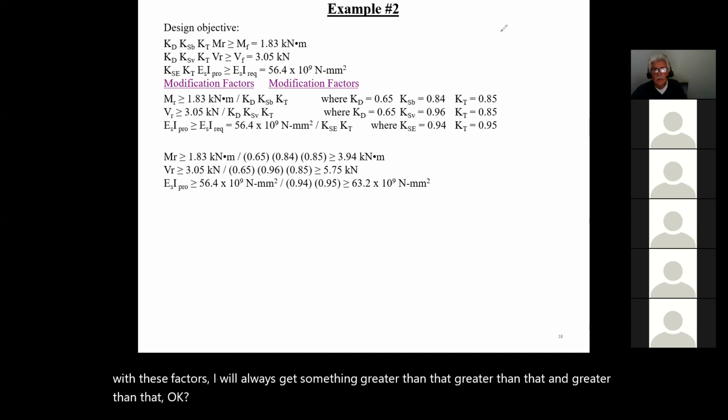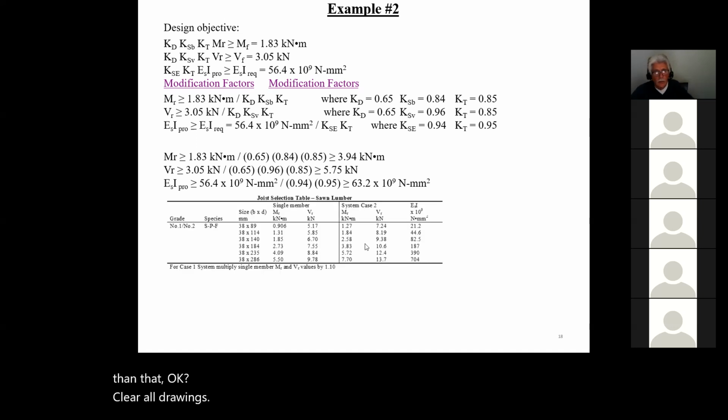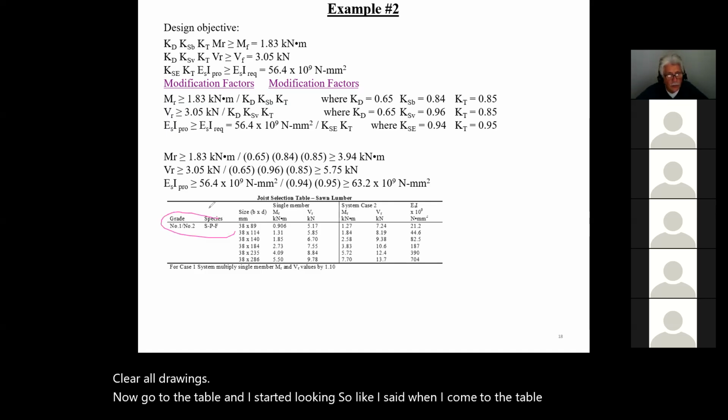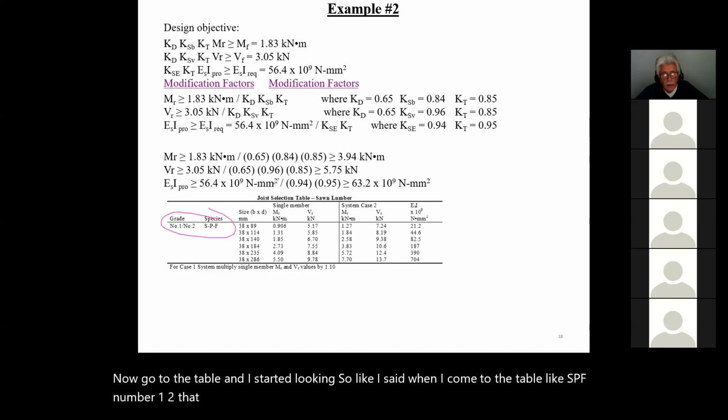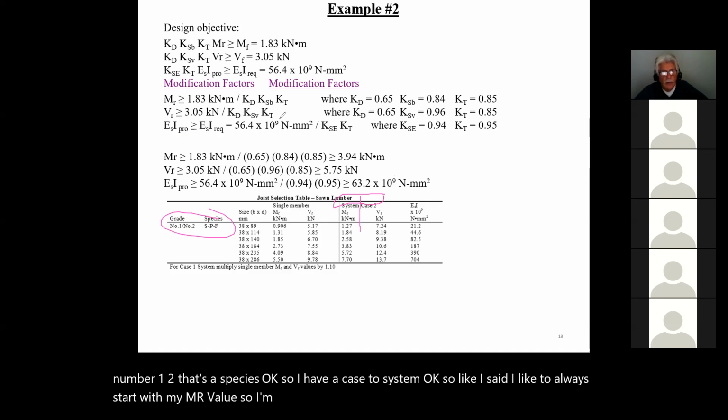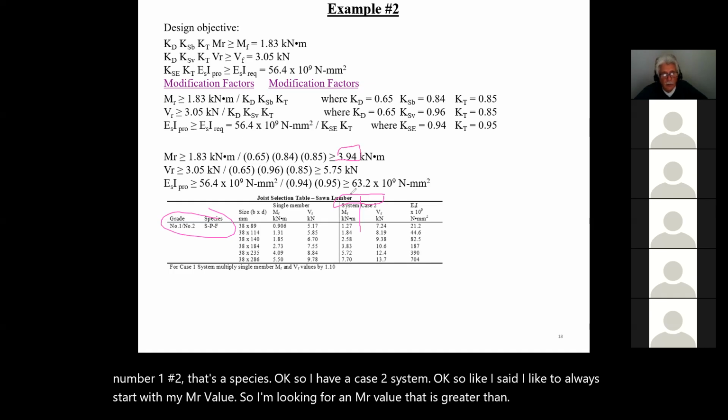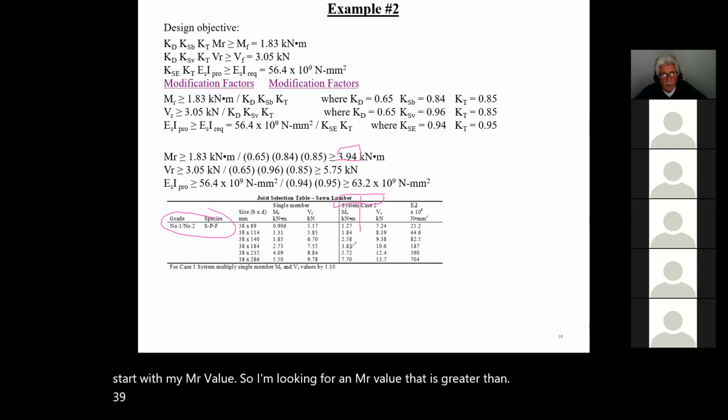Clear all drawings. So now I go to the table and I start looking. Like I said, when I come to the table, I like SPF number 1, number 2, that's the species. So I have a case 2 system. Like I said, I like to always start with my MR value. So I'm looking for an MR value that is greater than 3.94. So 3.84, that's no good. So here's greater than 3.94. So therefore I'm looking at least at this.